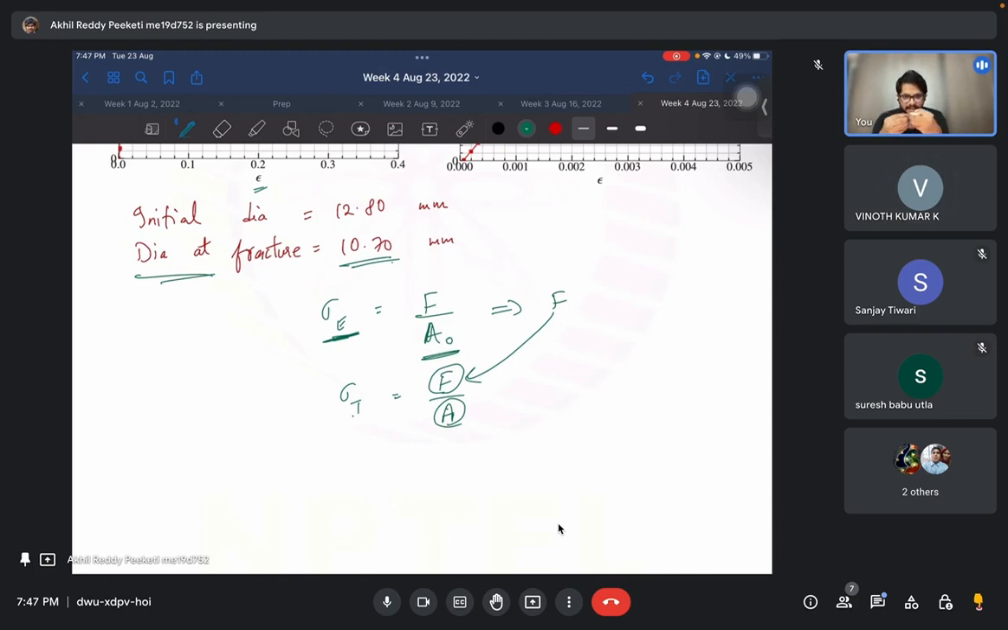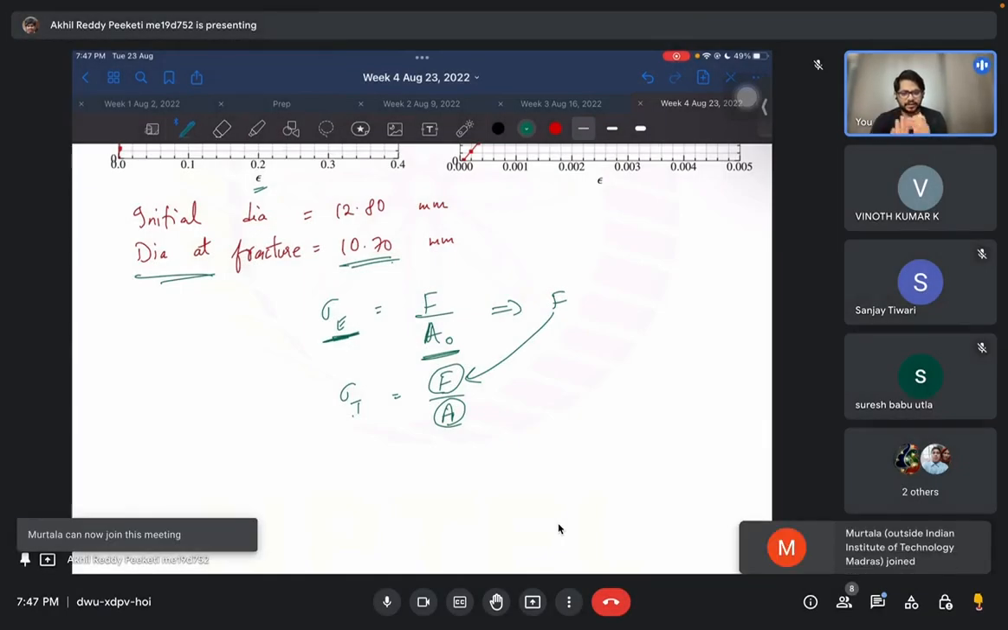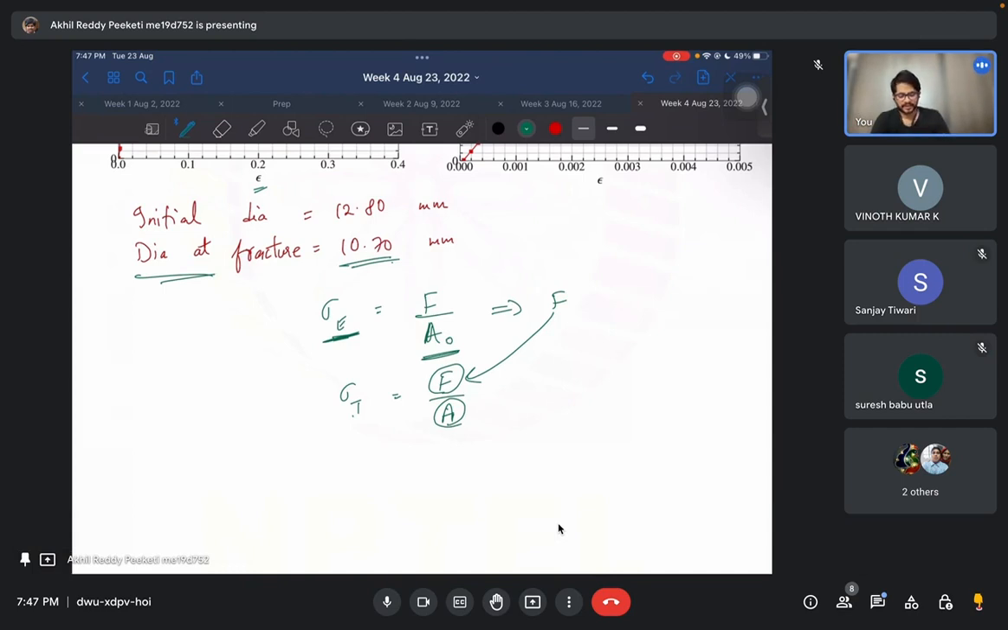But when it starts necking, or when you keep on loading, the area keeps on changing because it's elongating, right? So when it elongates, the area reduces. The area keeps on changing, and it's very difficult to track that area at each instant. Because of that, we do this in terms of the initial area itself. That is easier for us to measure and track. So we call that engineering stress. And to get the actual true stress, you need to know the actual area. This is the actual stress in the material.